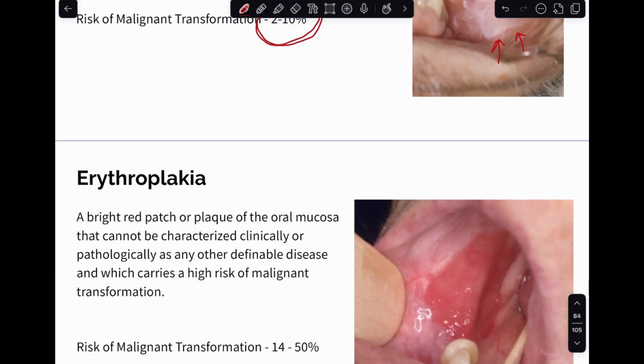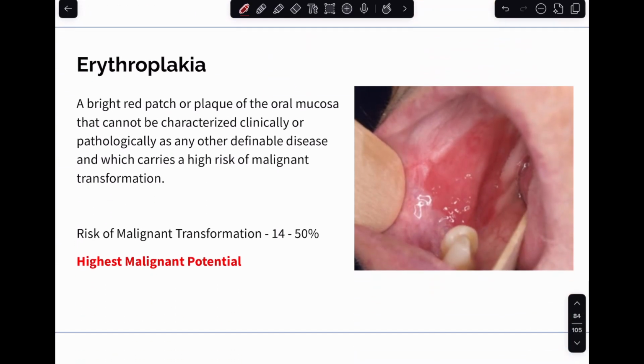Next is erythroplakia. Erythroplakia can be defined as this. You can see in the image here, it is a bright red patch or plaque of the oral mucosa which cannot be characterized clinically or pathologically as any other definable disease. And erythroplakia is actually the premalignant lesion which has the highest risk of malignant transformation of about 14 to 50%. This is a very important MCQ question over here.